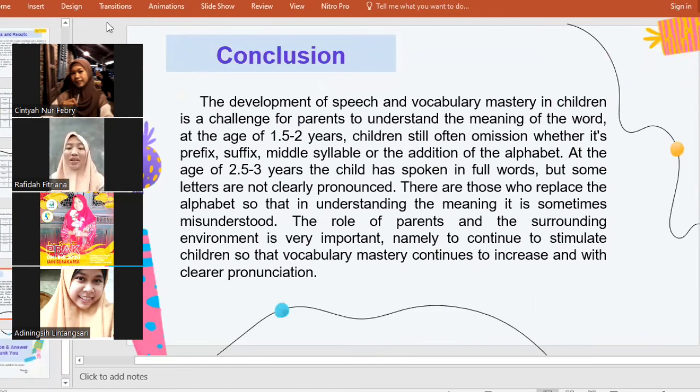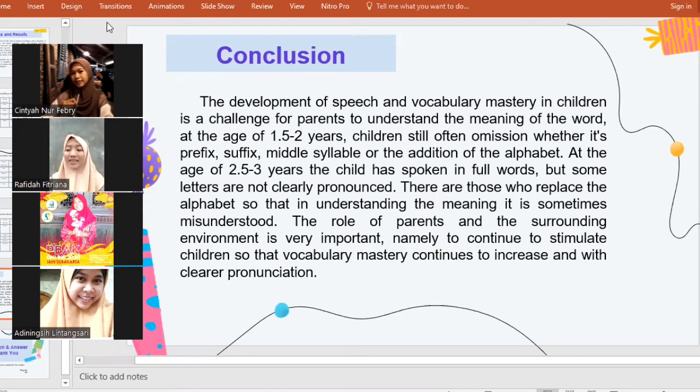Conclusion. The development of speech and vocabulary mastery in children is a challenge for parents to understand the meaning of the word. At the age of 1 year and 6 months old, children still often omit the prefix, suffix, or middle syllable, or add letters. At the age of 2 years and 6 months to 3 years old, the child speaks in full words, but some letters are not clearly pronounced. They replace letters, so the meaning is sometimes misunderstood.